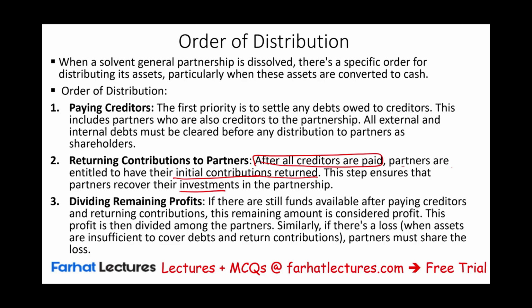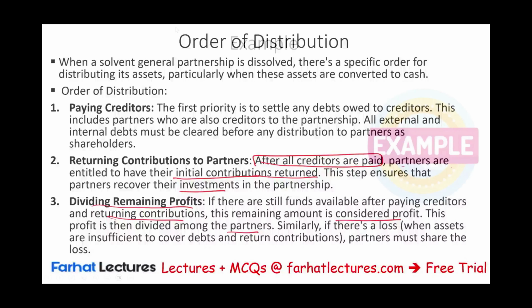Anything left, you divide as remaining profit. If there's still funds available after paying creditors and returning partners' contributions, this remaining amount is considered profit. This profit is then divided among the partners. Also, if there's a loss, partners must share in the loss. Now, how do we share the profit and the loss? This is from the prior session. If there is no agreement, it's equal. If there's an agreement, say 50, 30, 20 for the gain, the same percentage will apply for the loss.